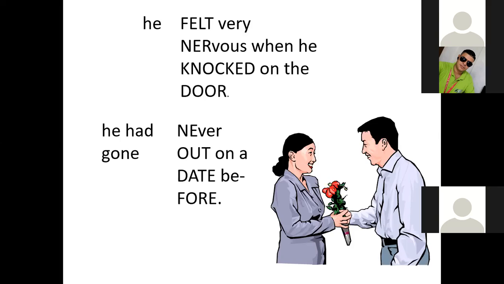Okay, volunteer. Okay, Arnold, go ahead. He felt very nervous when he knocked on the door. He had never gone out on the date before. Okay, very good. On a date before. Very good. Thank you, Arnold. So if you see the beats are in felt, nerv, knock, door, nev, out, date, for. Okay. Never. It's like felt, nervous, knocked, door, never, out, date, before. Okay, very good. Let's see.